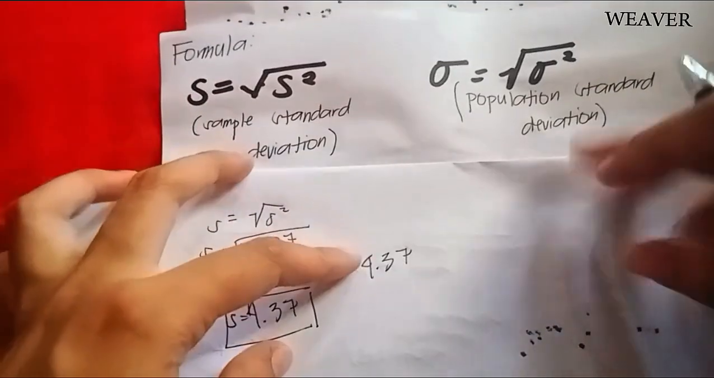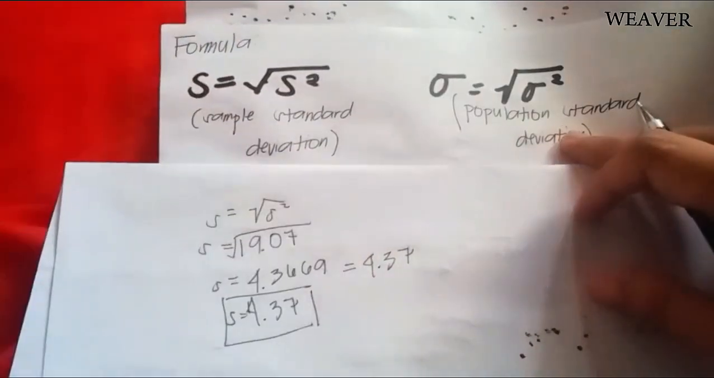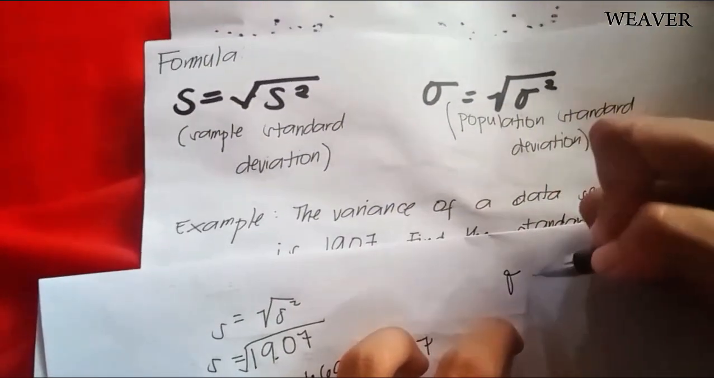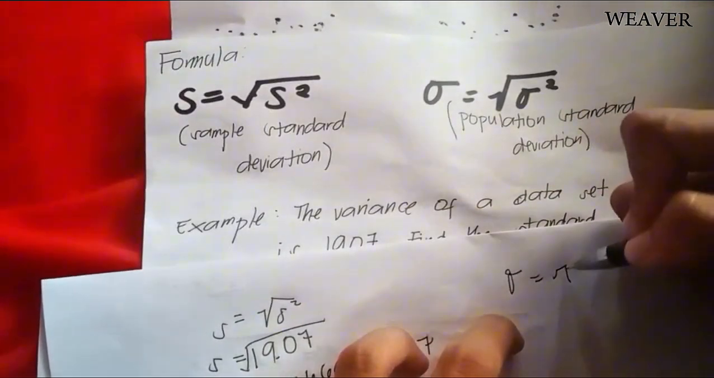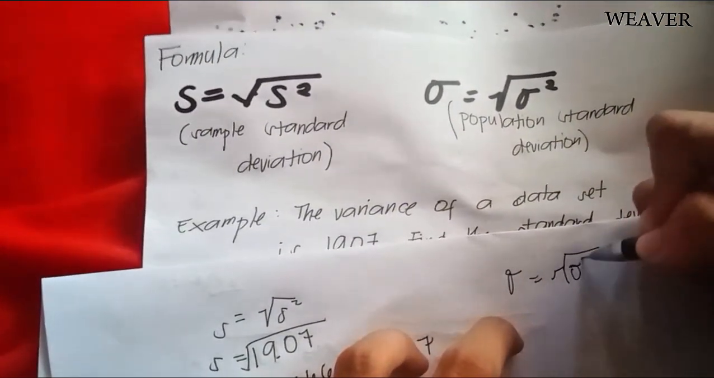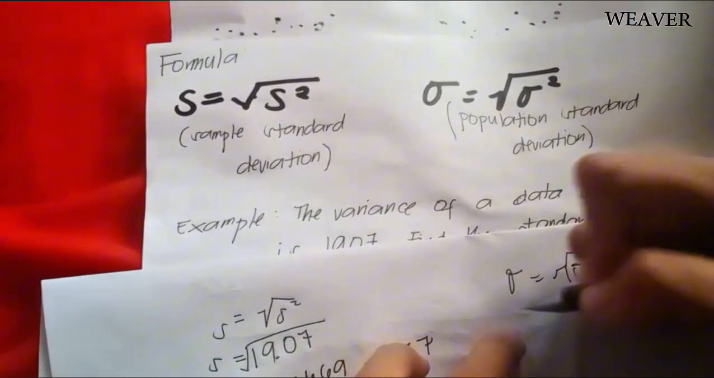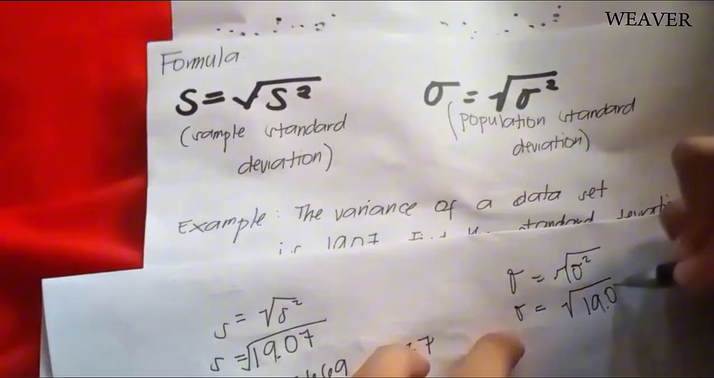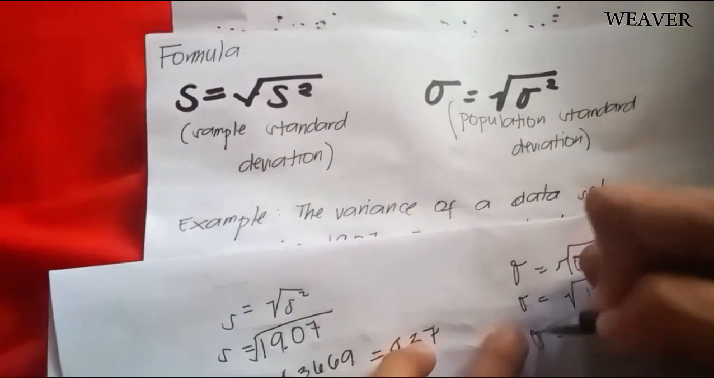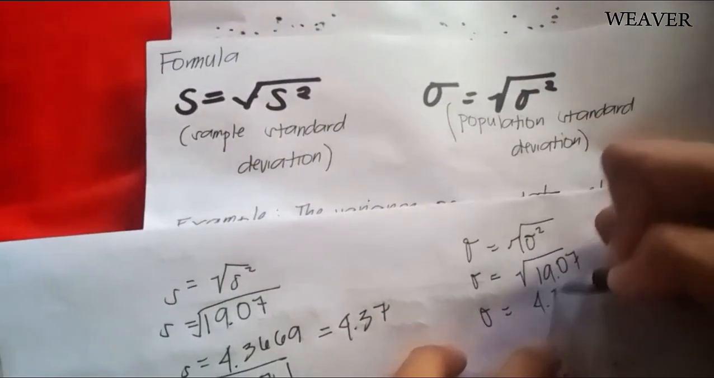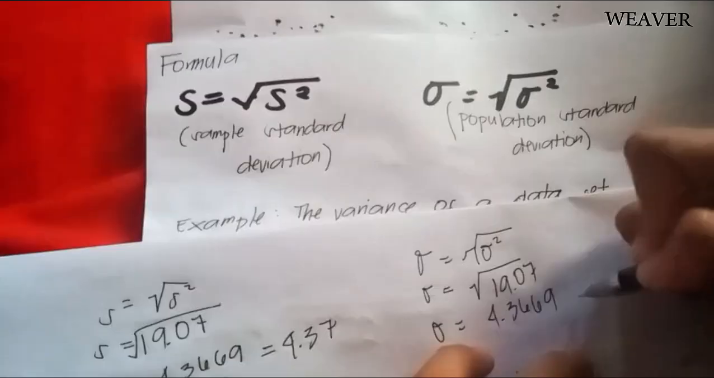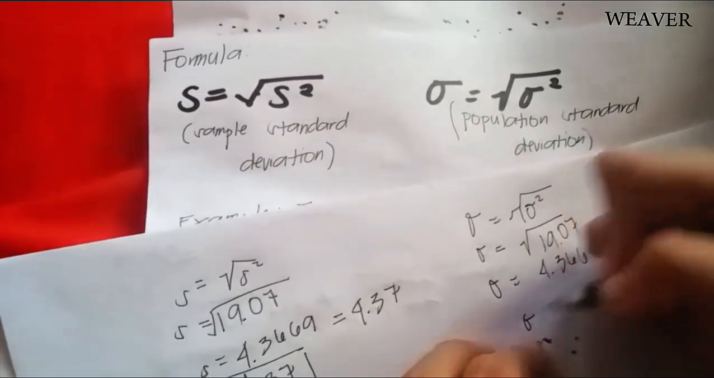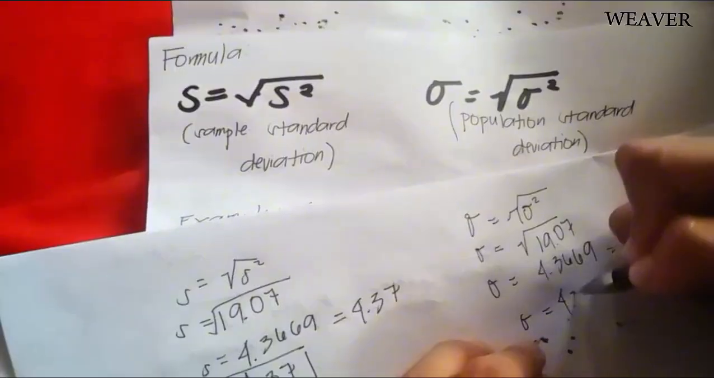For the formula of population standard deviation, we just do the same process, which is to copy the formula. Fill in the variance, which is 19.07. Find its square root, which is 4.3669, rounded off, 4.37. The standard deviation is 4.37.